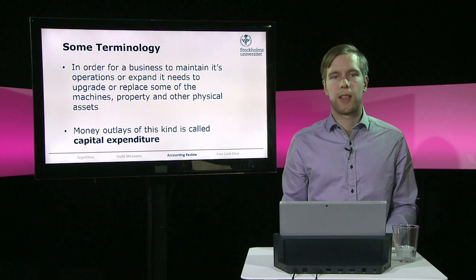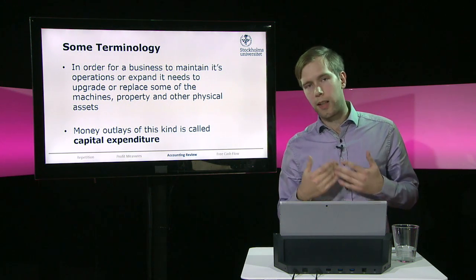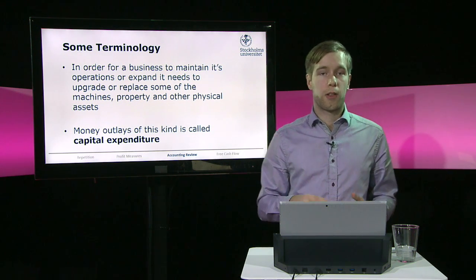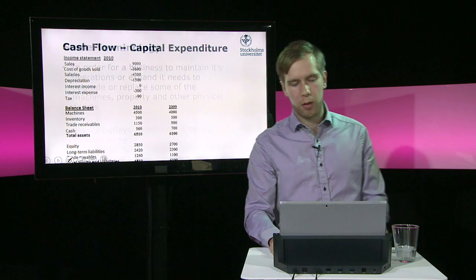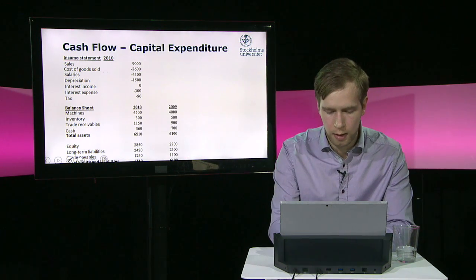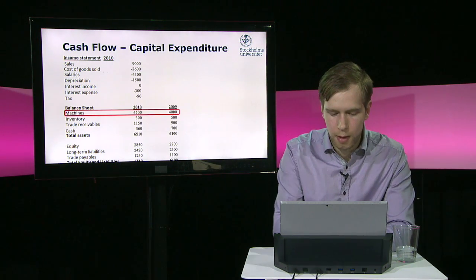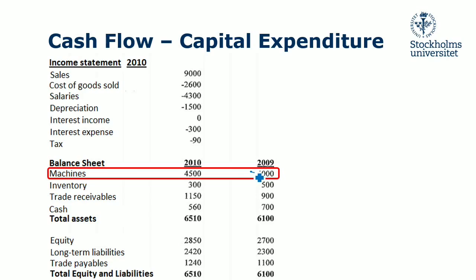Okay, so what happens then? Do you see this on the income statement? Well, no, because when you buy, for example, a machine, then it will be registered in the balance sheet. So here we can see that the machines have increased in value from 4,000 to 4,500. So you could think that the capital expenditure would be equal to 4,500 minus the previous value. So it's an increase by 500.